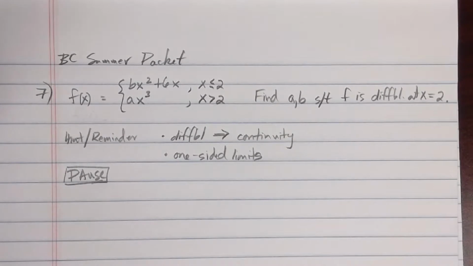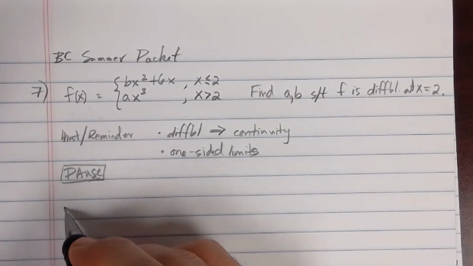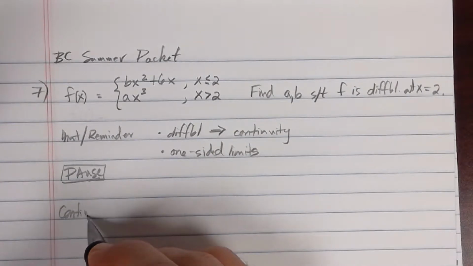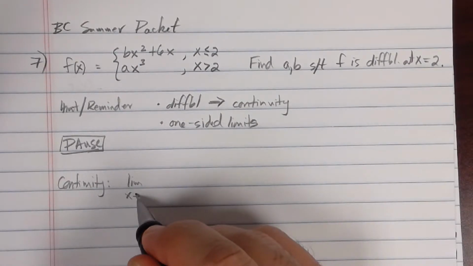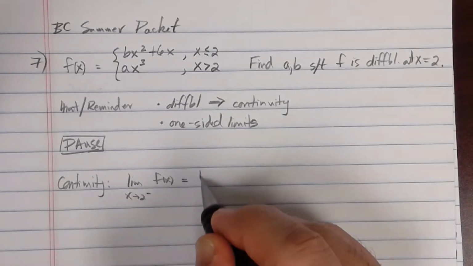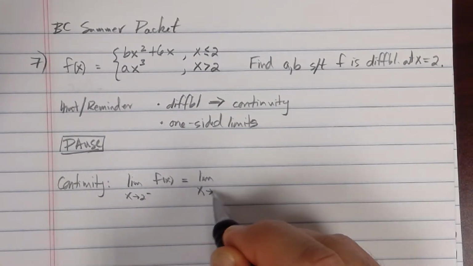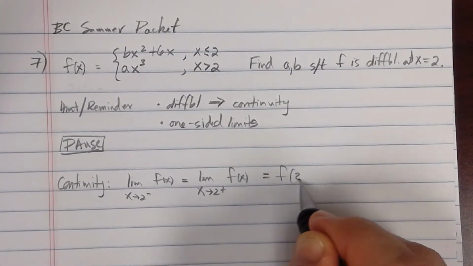Okay, well, let's dive in and see what we can do. I said we're going to deal with continuity first. So we need to show that the limit as x approaches 2 from the left of f of x is equal to the limit as x approaches 2 from the right of f of x, and that both of those are equal to f of 2.